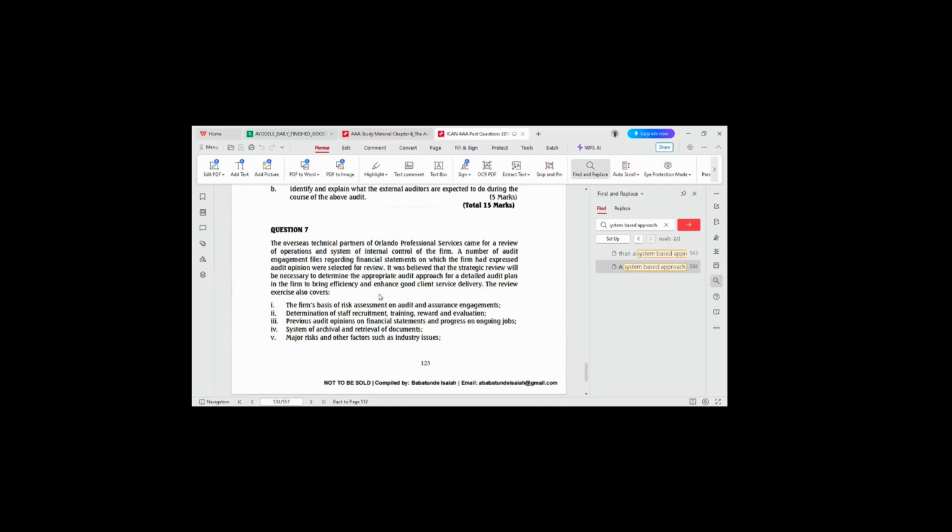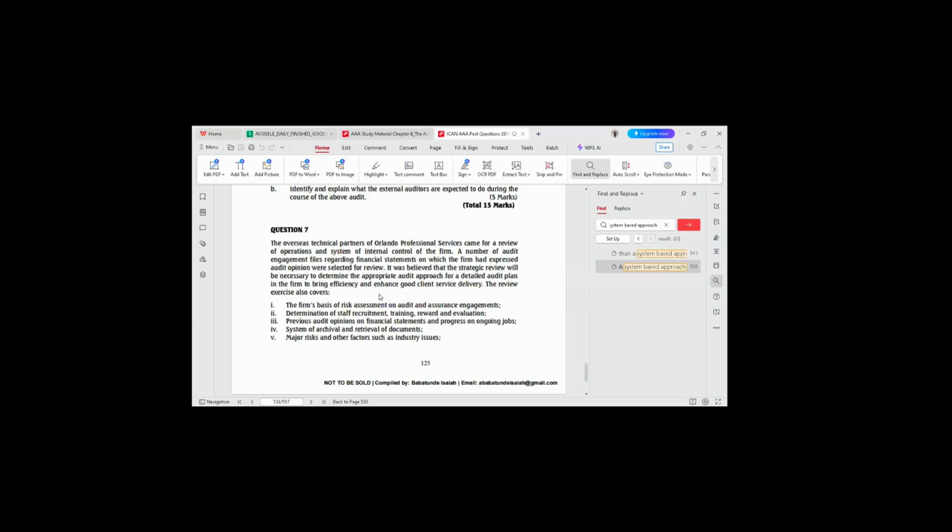You have a comprehensive Pathfinder, so you check it. So this is the question. The overseas technical partners of Orlando Professional Services came for a review of operations and system of internal control of the firm. A number of audit engagement files regarding financial statements on which the firm had expressed audit opinion were selected for review. It was believed that the strategic review will be necessary to determine the appropriate audit approach for a detailed audit plan in the firm to bring efficiency and enhance good client service delivery.